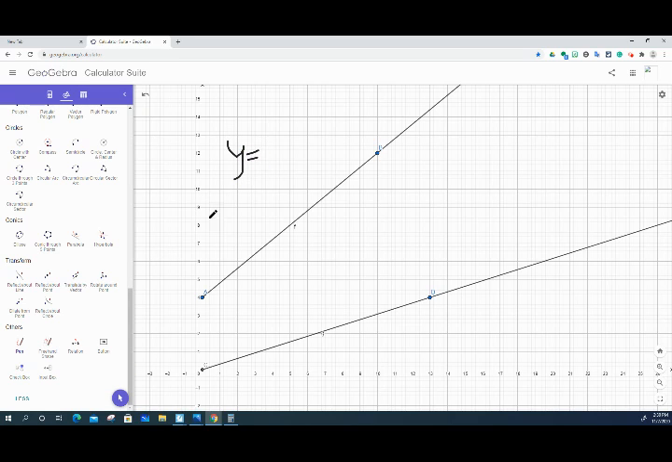Y equals, let's find some pretty points. There's a pretty point. Up 1, 2, 3, 4, and over 5. So y equals 4 over 5 x, and look where it started, plus 4. So we've been able to figure all of these out.